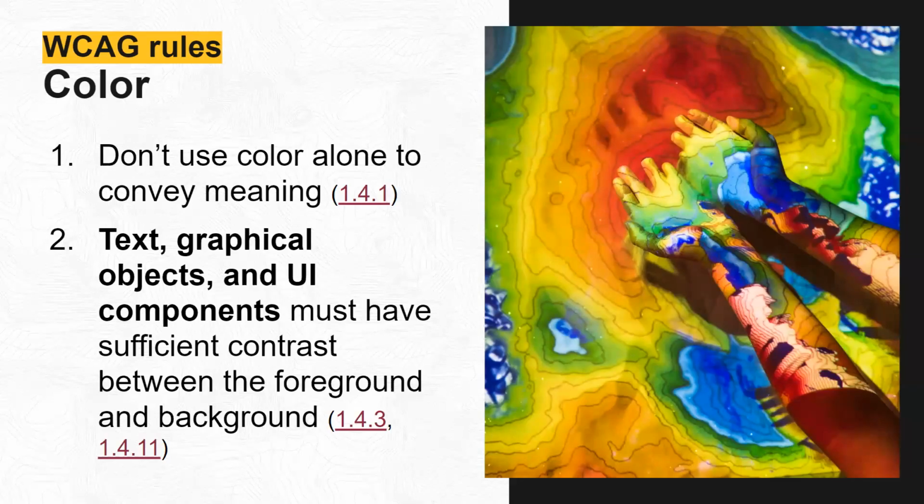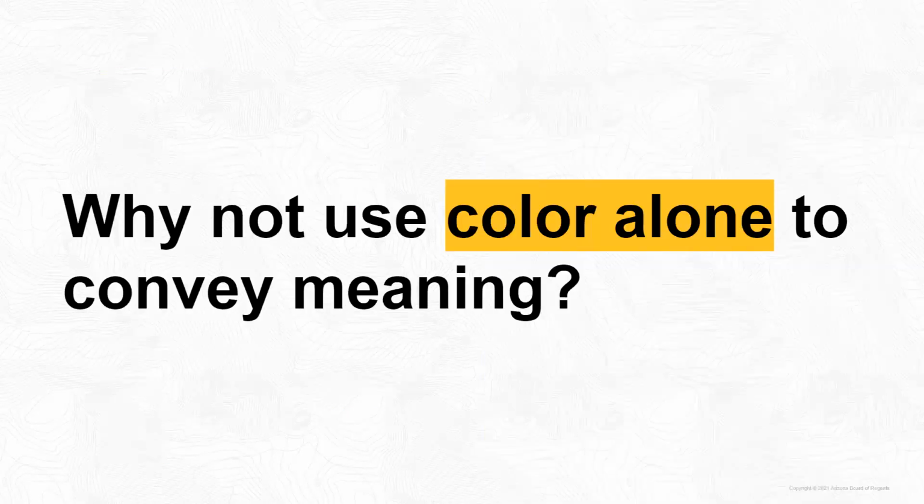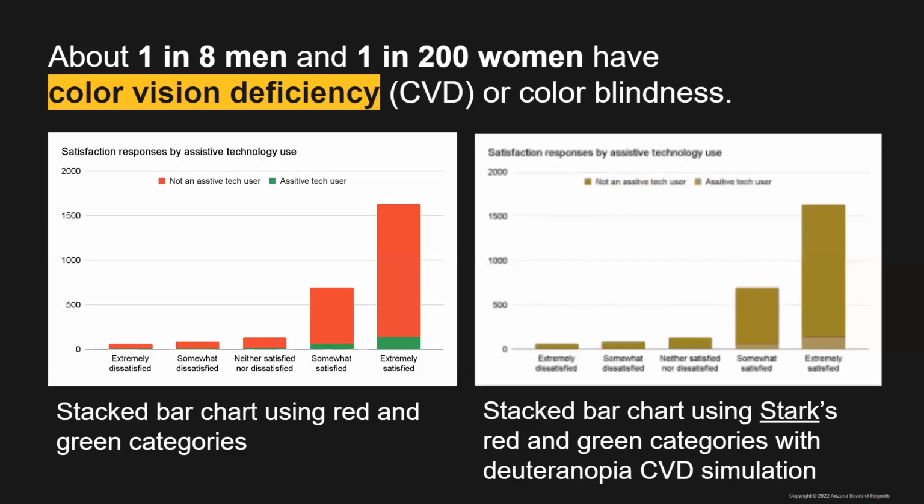There are 2 big rules here with WCAG. One is don't use color alone to convey meaning. And then the other one is that text, graphical objects, and UI components must have sufficient contrast between the foreground and the background. So why not use color alone to convey meaning?